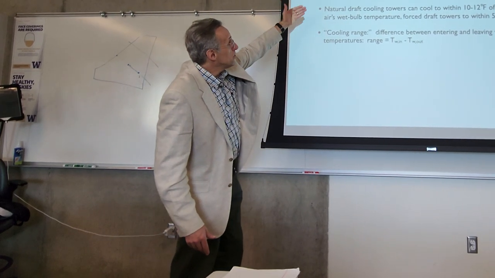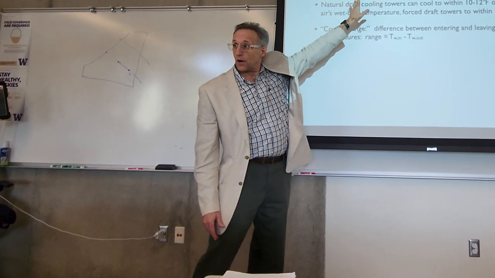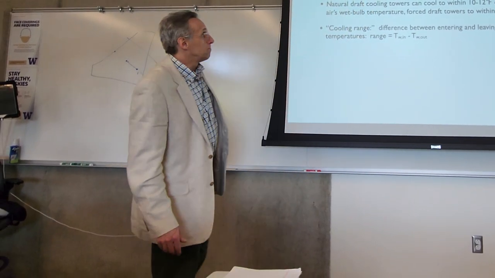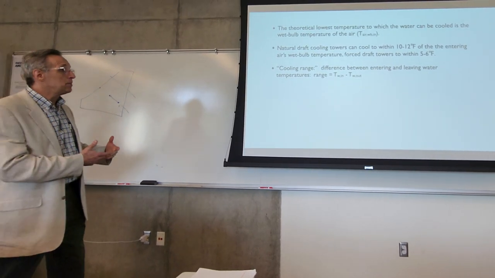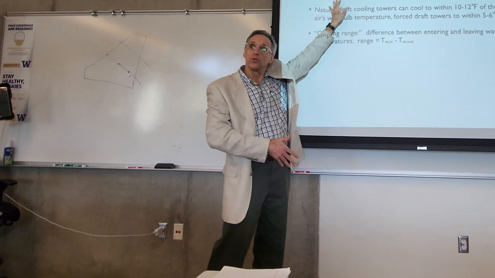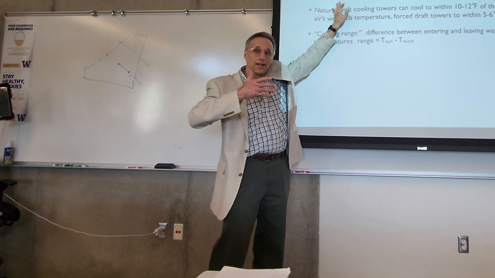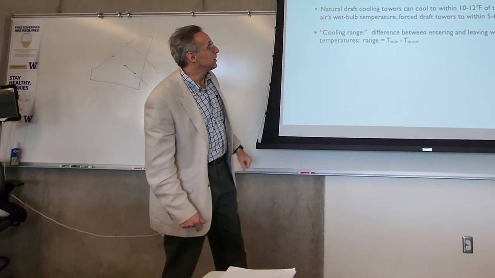So the lowest temperature that you can get the water, the theoretical minimum, is the wet bulb temperature of the air. And so if you end up on a really, really hot, humid day, you can potentially not be able to get the condenser water cool enough. I doubt that ever happens here, but in a really, really hot, humid place, it could happen.